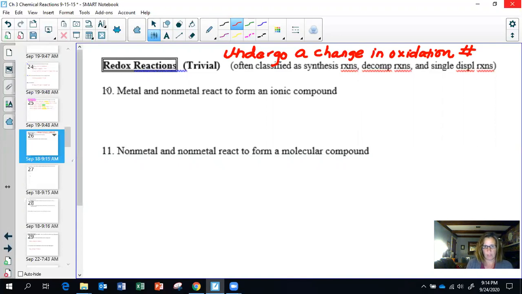So the first one we're going to look at is the reaction of a metal and a nonmetal to form an ionic compound. So this would be an example of a synthesis reaction. I'll ask you to pause the video right now and write the reaction for the synthesis of aluminum bromide. So pause the video and then restart when you're ready to check your answer.